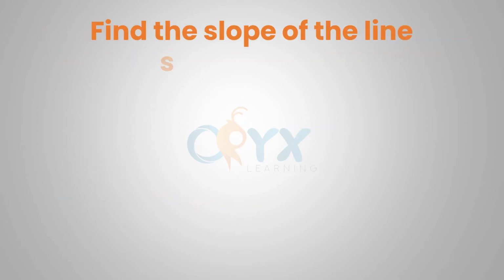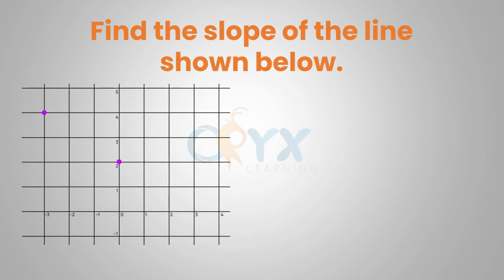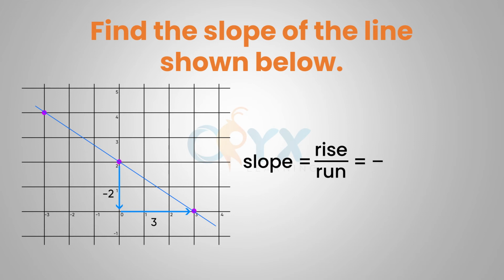Find the slope of the line shown below. From one point to the next, we can see that the rise is negative 2 and that the run is 3. Therefore, if slope is rise over run, the slope is negative 2 over 3.